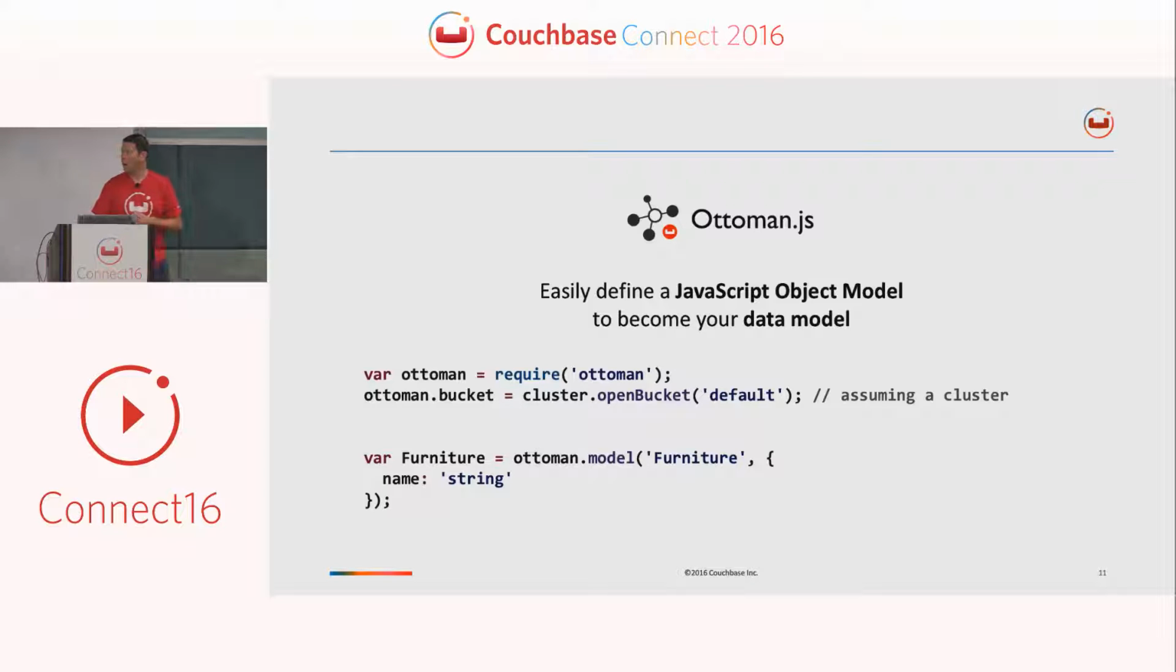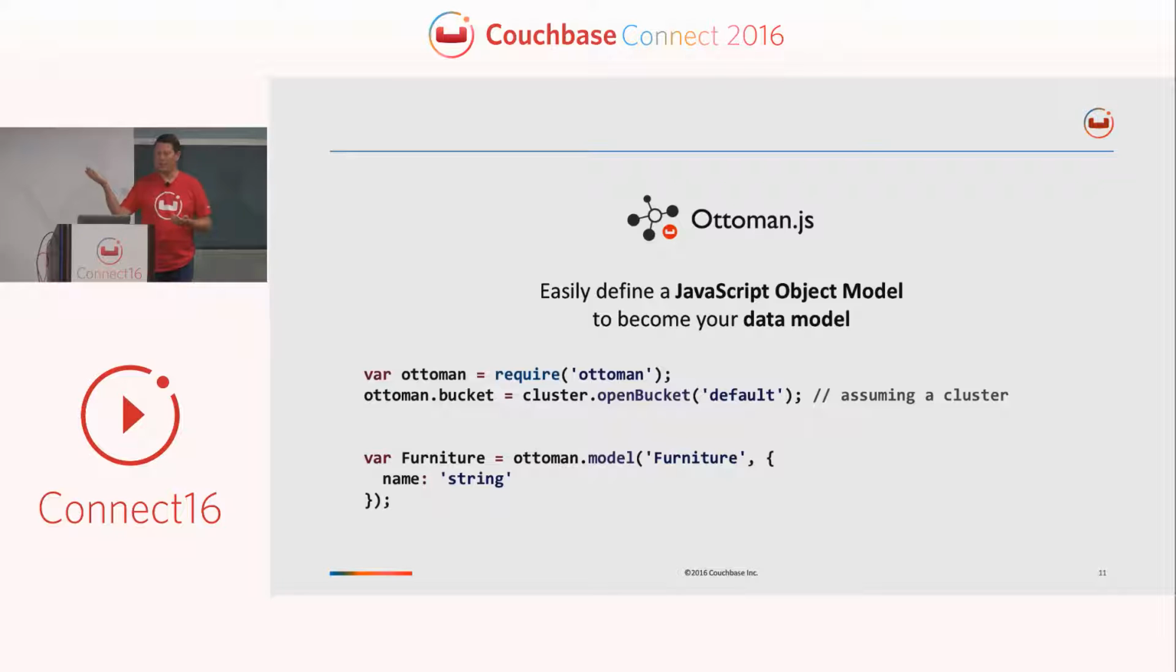So in Ottoman, this is the beginnings of my Ottoman application. I obviously have to have a reference to Ottoman, so I require Ottoman. I pass it a bucket to work with against Couchbase because it needs to have a place to persist its data. And then I can go start creating my model.